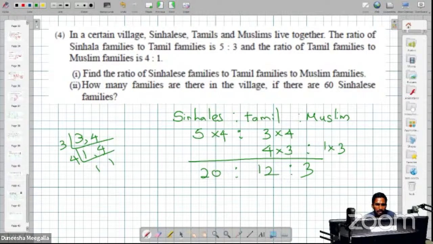Alright. Now, how many families are there in the village if there are 60 Sinhalese? How many Sinhalese are there? Then, how do we find the Sinhalese number? Sinhalese. If 20, 35.